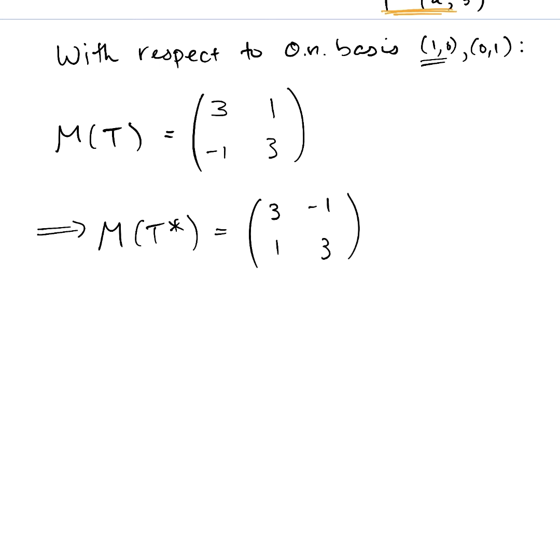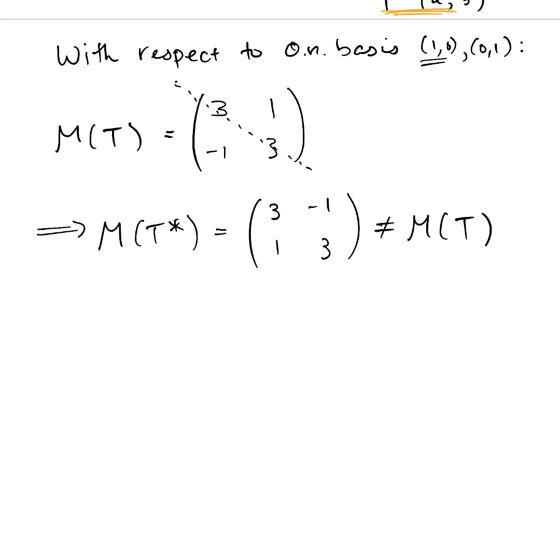So that transpose, you just kind of flip it across the diagonal. So you see the diagonal entries stayed the same, and the entries above and below the diagonal just swapped. Now what you can see here is that this is not the same as M of T.